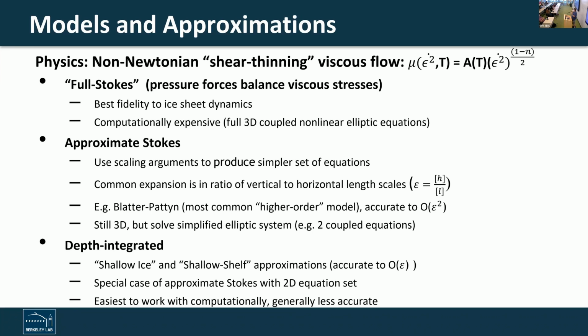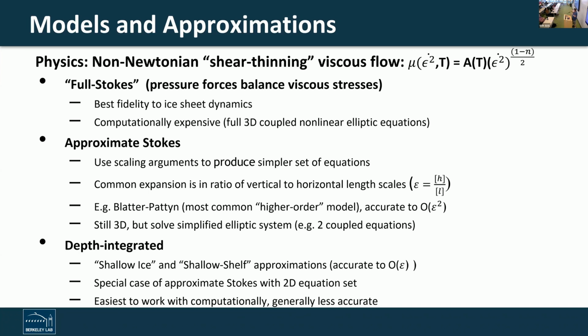You want to look at the mathematical structure of the equation you're solving and use some kind of intuition to figure out what parts you can keep and what parts you can throw away. One way to do that is to use scaling arguments to produce a simple set of equations. If you think of ice sheets, you can use the fact that they're thin. Granted, they're kilometers thick, but they're hundreds of kilometers wide. And so they're dynamically very thin layers, almost like a membrane.